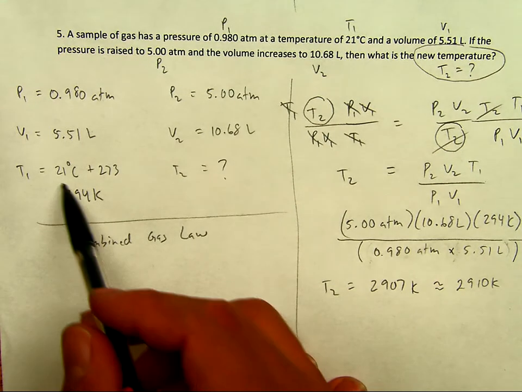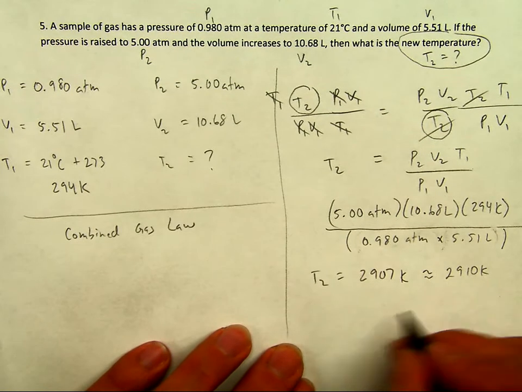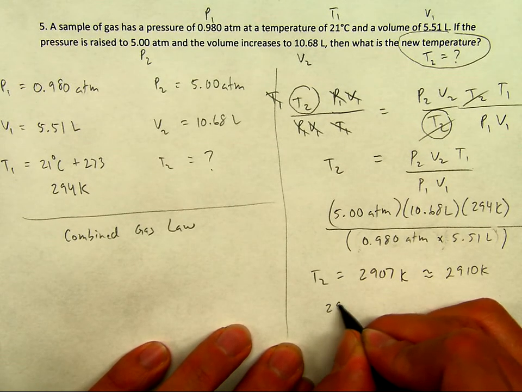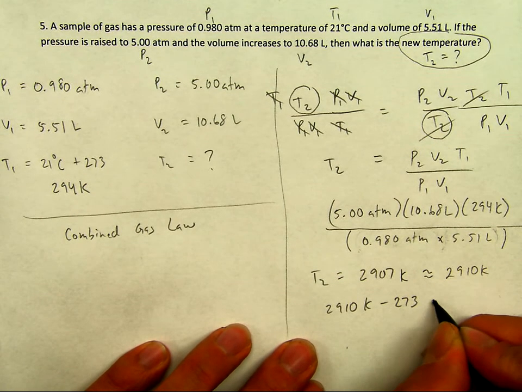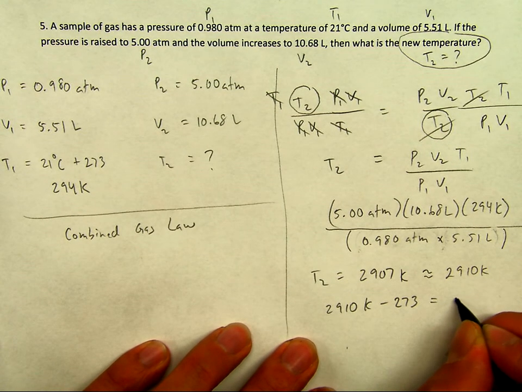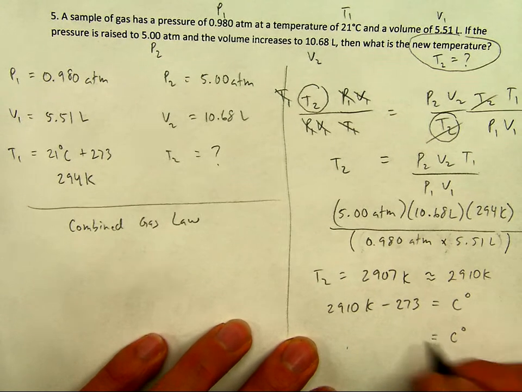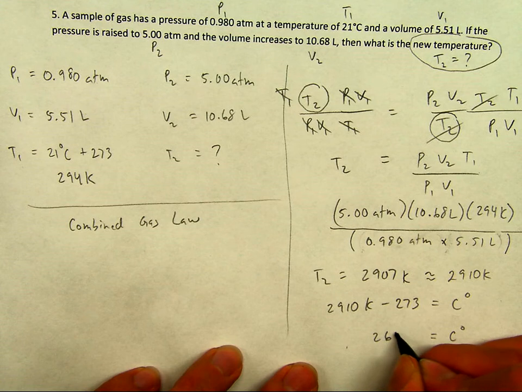Now, some of your teachers, since the temperature was given in Celsius, they want you to convert it back to Celsius, right? So all that we have to do is take 2,910 Kelvin subtract by 273 to get the degrees Celsius. So degrees Celsius will be 2,637 degrees Celsius.